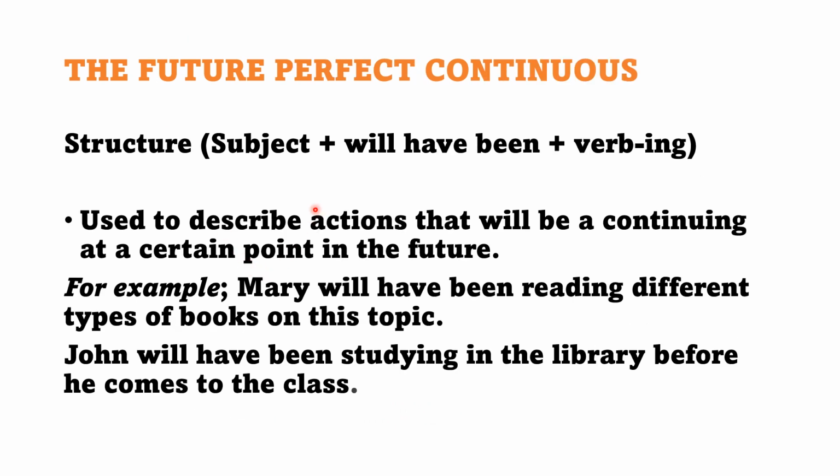The future perfect continuous, subject plus will have been plus verb-ing. It is used to describe actions that will be continuing at a certain point in the future. For example, Mary will have been reading different types of books on this topic. John will have been studying in the library before he comes to the class.